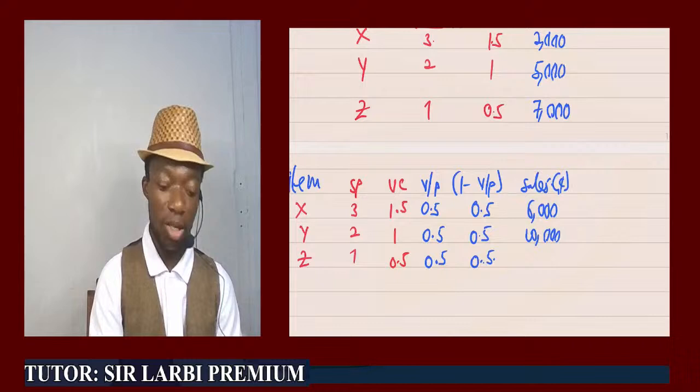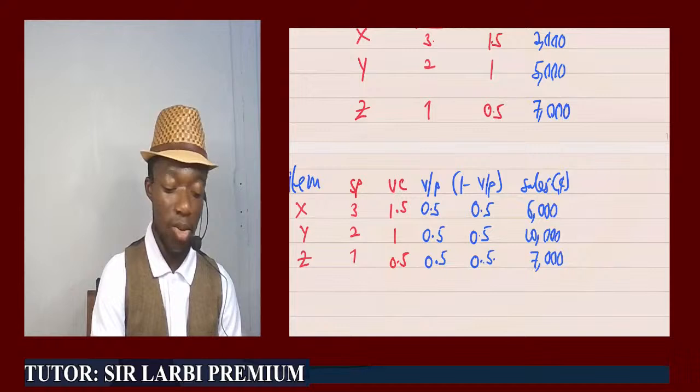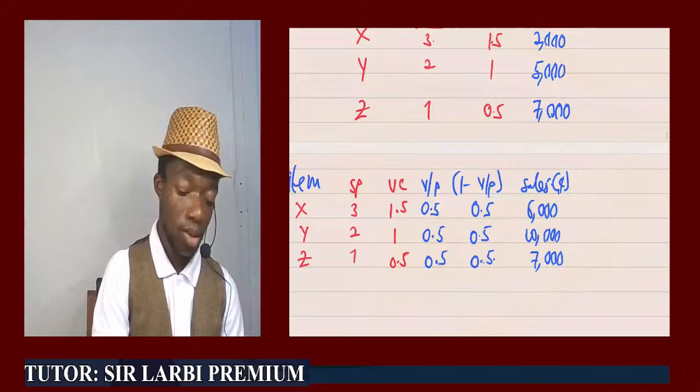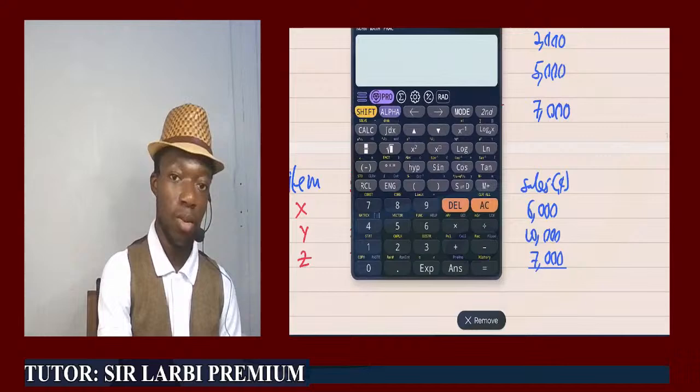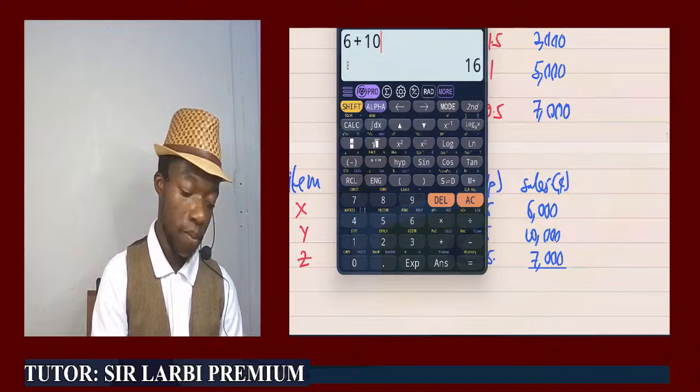So after this, the next thing you want to do is to find the totals for this. So what are we getting for the totals? We have 6 plus 10 plus 7. We are getting 23. So you're going to have here 23,000.